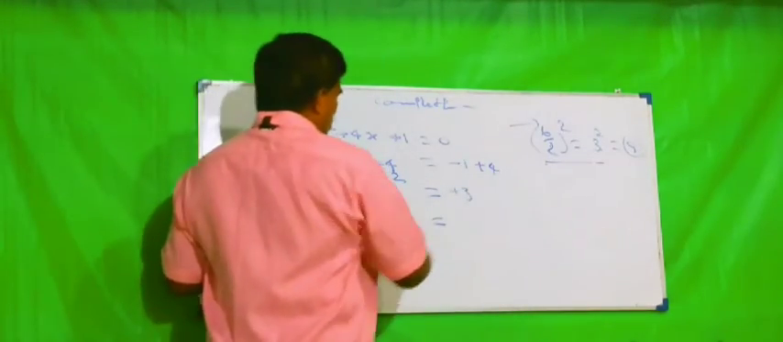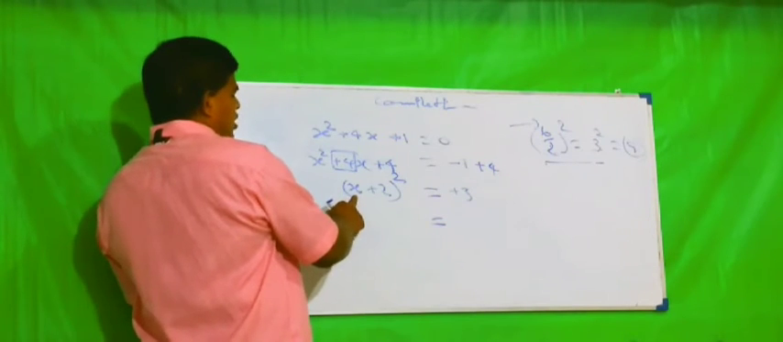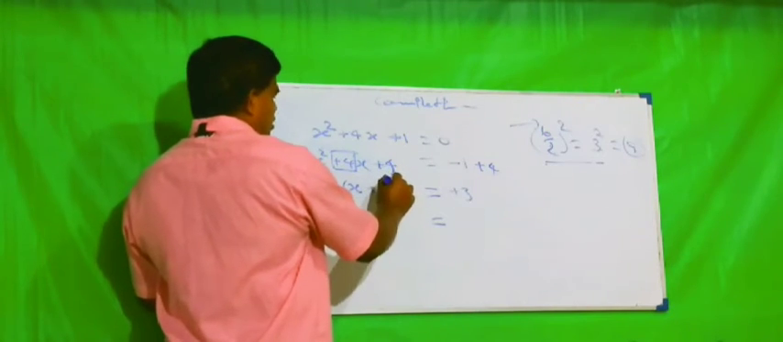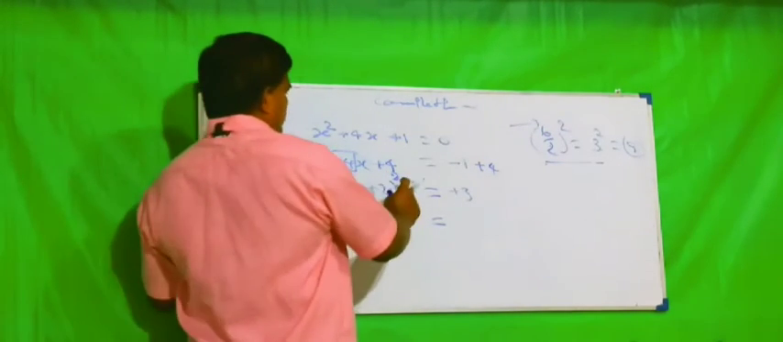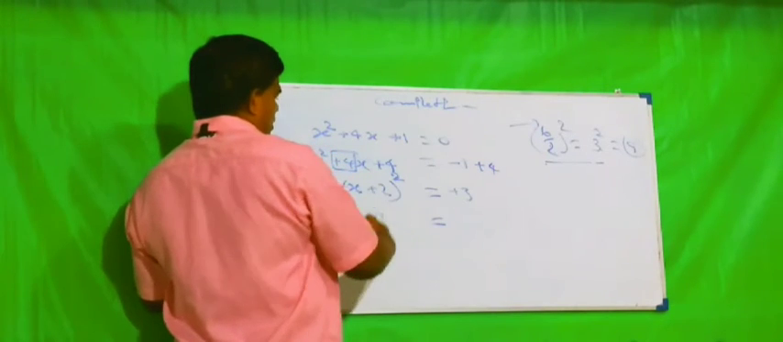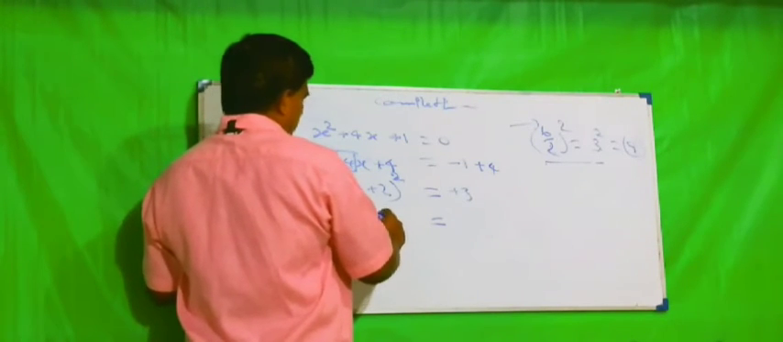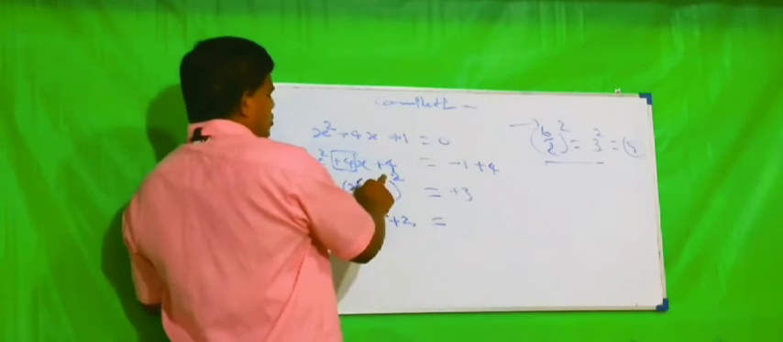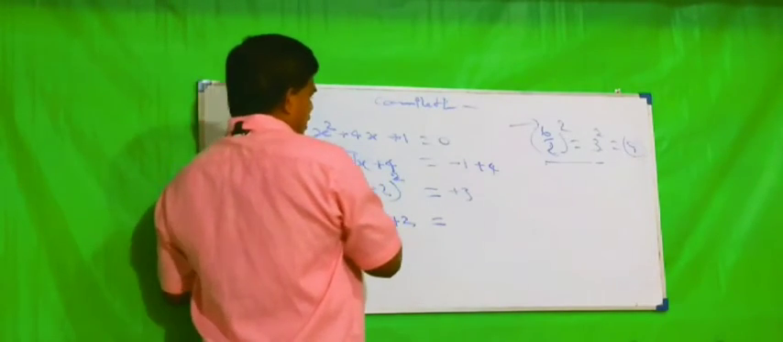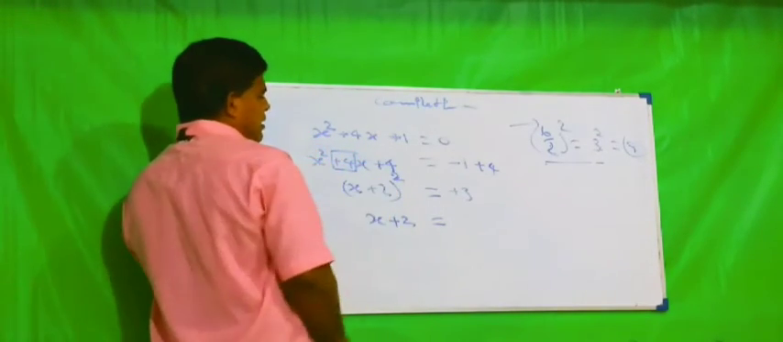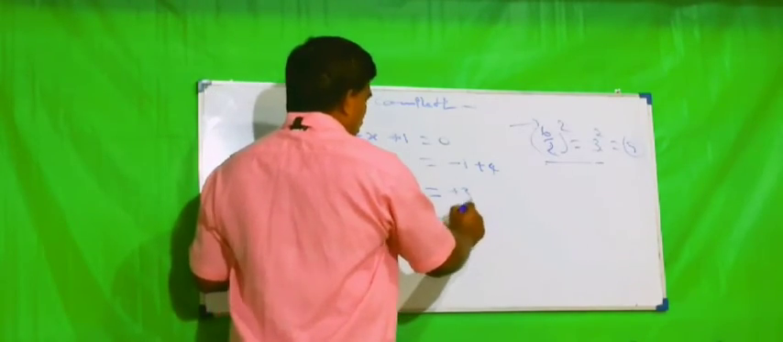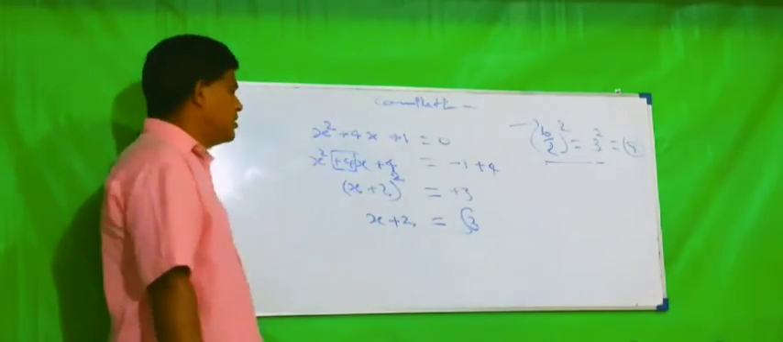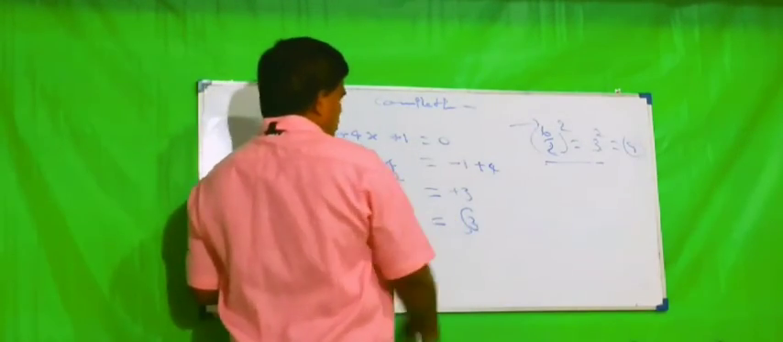Now x should be the subject on the left side. For that, initially the square should be removed from the left side. Then x plus 2 remains when the square is removed from the left side. That means the square root should be taken. On the right side also the square root should be taken. Then the left side square is neglected. x plus 2 equals this one.